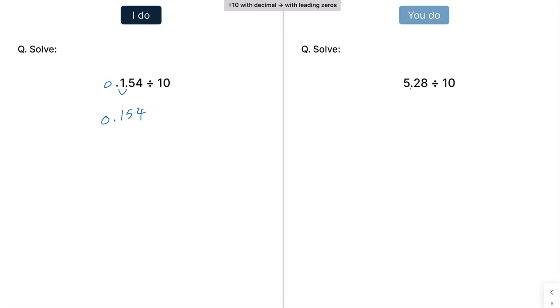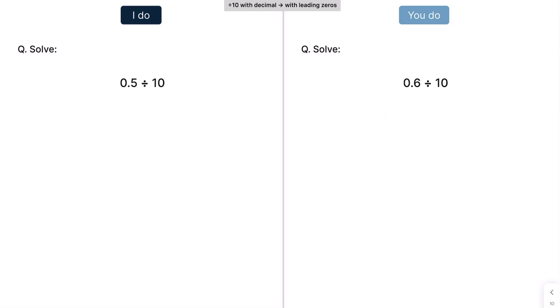Again, we hop to the left. Now the decimal is right at the front of all the numbers, so we add a 0. So we write 0.528. So yep, exact same thing here. 0.423. And hop to the left, that's 0.764.